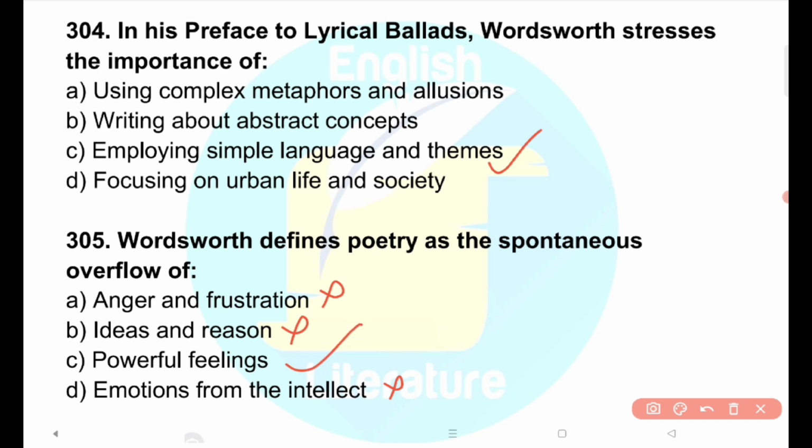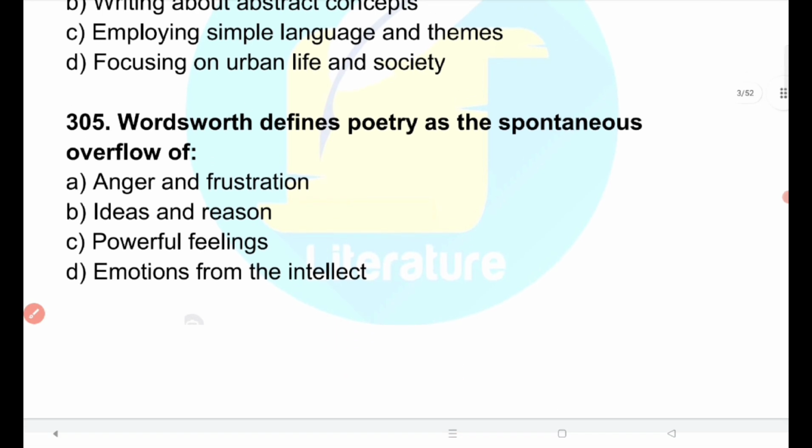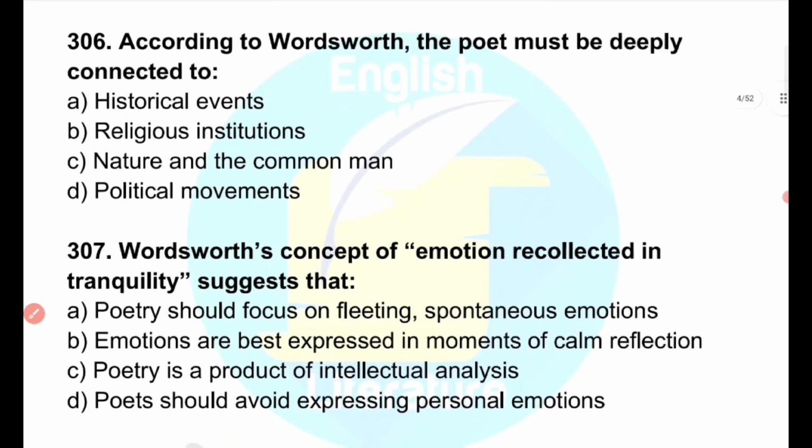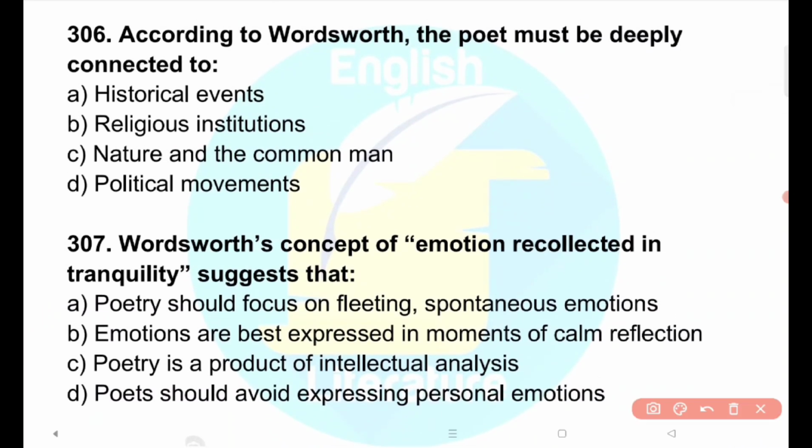Powerful feelings. In Preface to Lyrical Ballads, Wordsworth famously defines poetry as the spontaneous overflow of powerful feelings which come from deep reflection and emotion. According to Wordsworth, the poet must be deeply connected to option C, nature and the common man. Wordsworth believed the poet should be a man speaking to men and emphasized rural life, ordinary people, and nature. Preface to Lyrical Ballads.